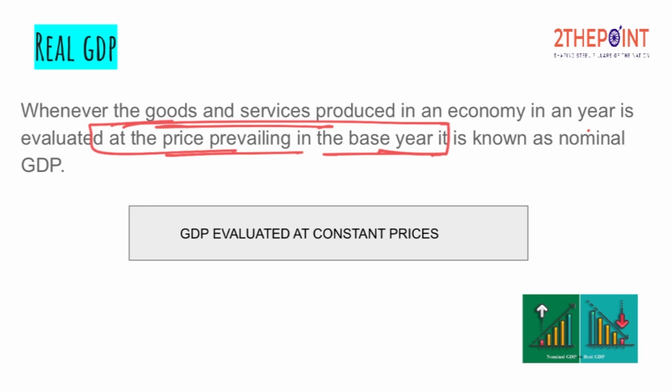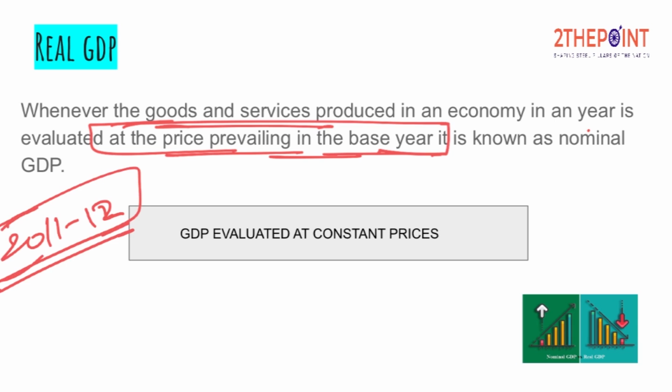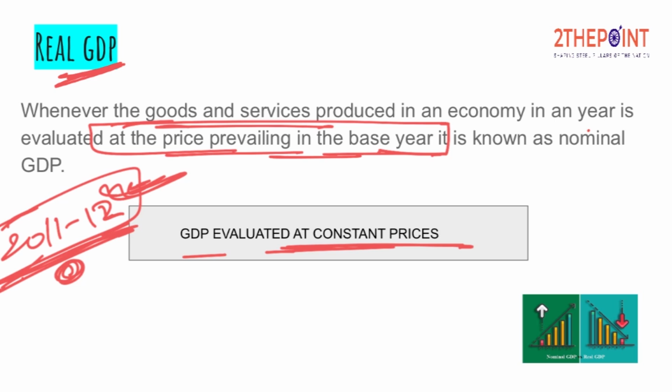In the case of real GDP, whatever base year we have decided, which in the present case is 2011-12, the base year which the government considers for a comparison of GDP data as of now is 2011-12. Whatever prices were prevailing in 2011-12, whenever we sum up the GDP as per the rates prevailing in the base year, the data which comes is the real GDP. So it is GDP evaluated at constant prices. We assume that the price in the base year is constant.